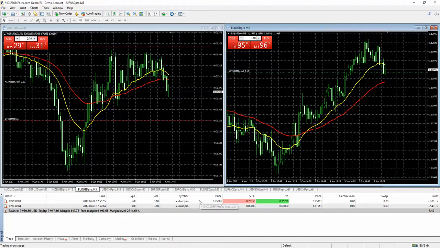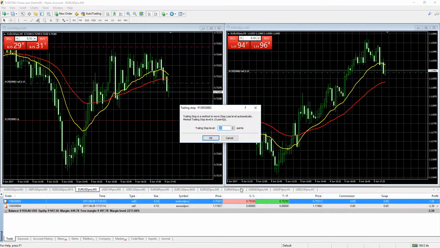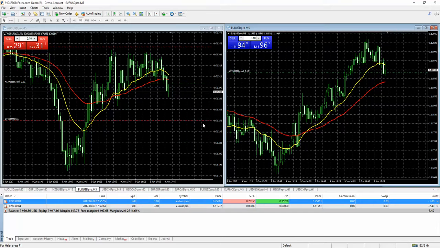And once again, how to do that: right click your position, trailing stop, and 20 points means 2 pips, 40 points means 4 pips, 50 is 5, and so on and so forth. If you want to do 10 pips, you just hit custom, 100, and then click OK. So now I have a trailing stop set.